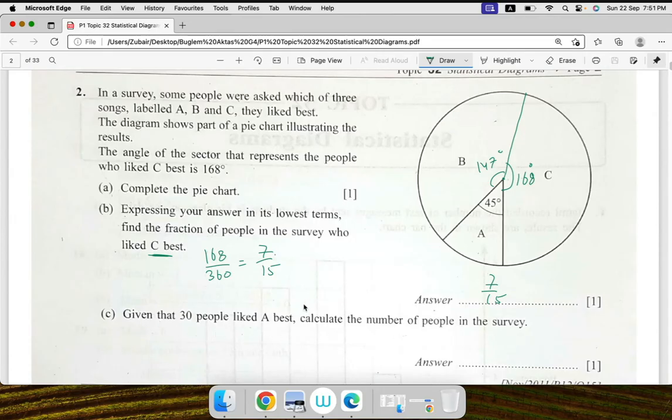Given that 30 people liked A best, calculate the number of people in the survey. So 45 over 360 times 100 is the percent that equals 30.